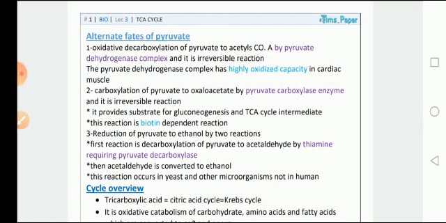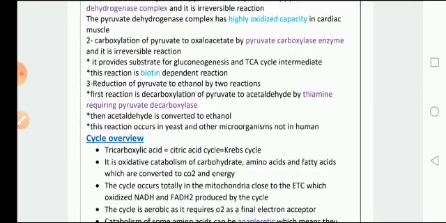The oxidative decarboxylation of pyruvate to acetyl-CoA is catalyzed by an enzyme known as the pyruvate dehydrogenase complex. This reaction is irreversible. This complex has highly oxidative capacity in the cardiac muscle. Cardiac muscle is always pumping, from the first month during pregnancy till death, so it requires such an enzyme, which has highly oxidative capacity, to be always working without a lag.